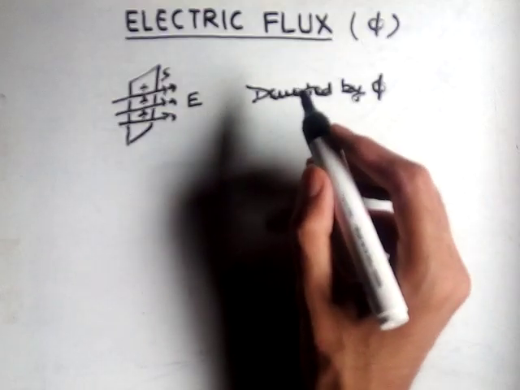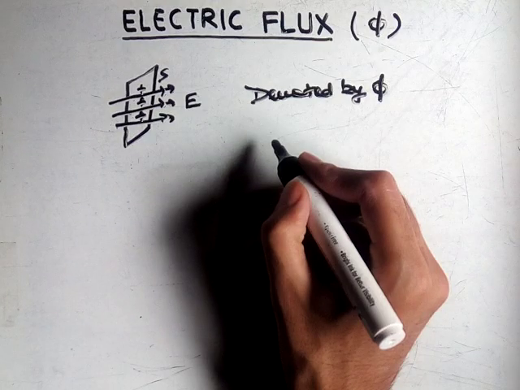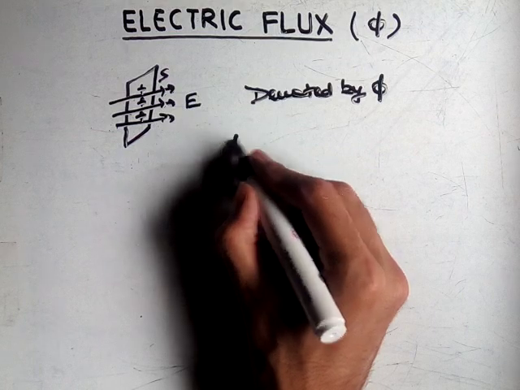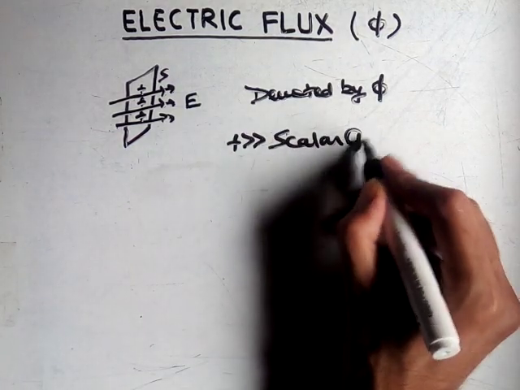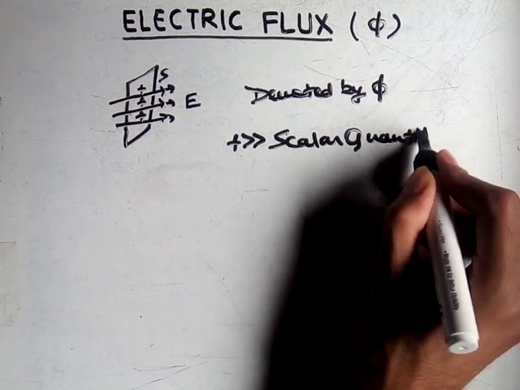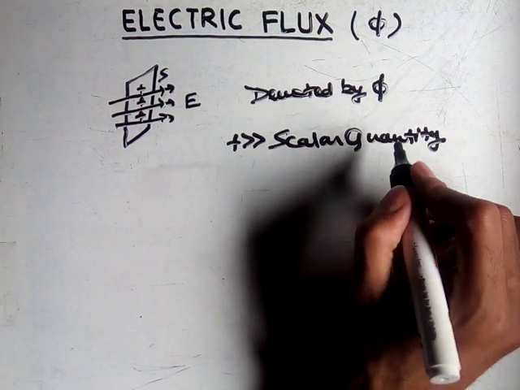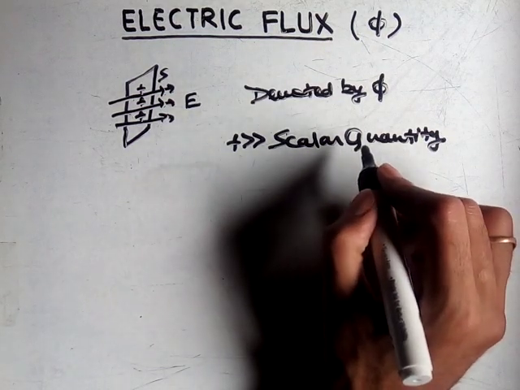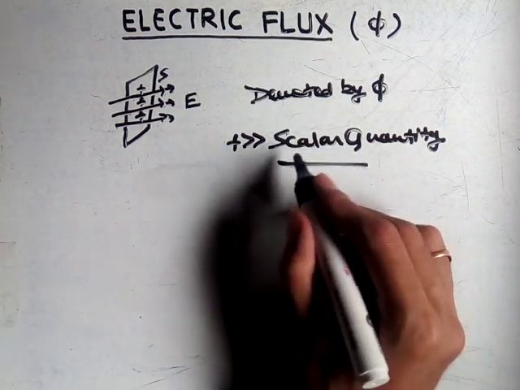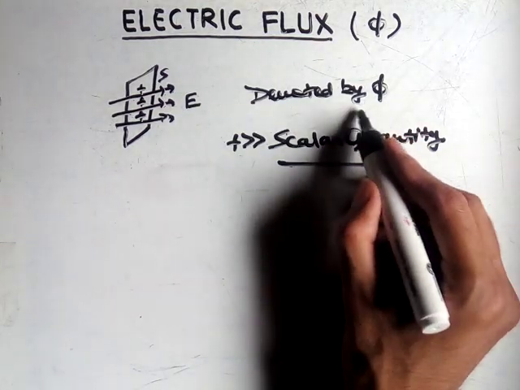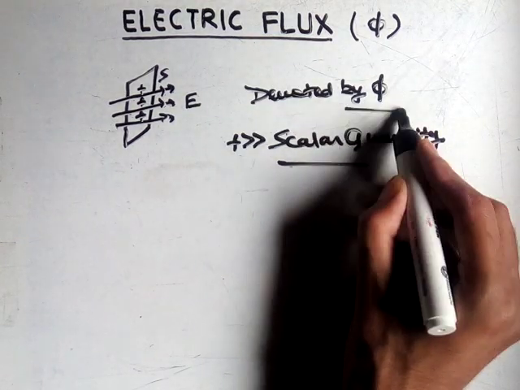So which type of quantity? Hence this is a scalar quantity. Scalar quantity means it has no direction, only magnitude. So the electric flux is a scalar quantity denoted by phi.